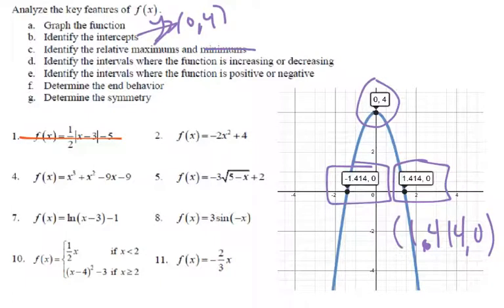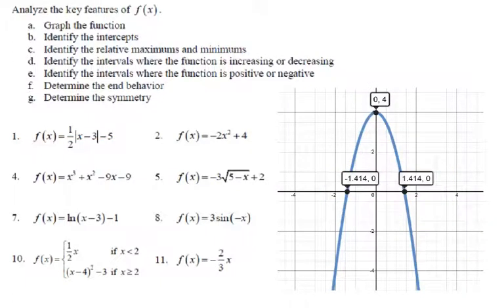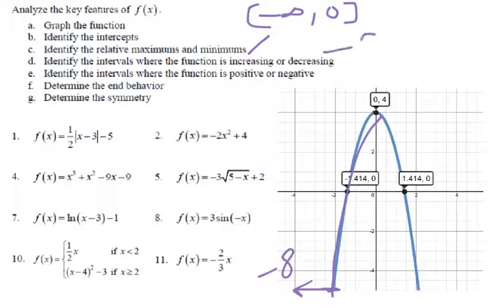Where are we increasing and decreasing? Well, we are increasing. As we go over here to the left, we're going to keep going up until we get to that maximum. So from -infinity till we get to 0. It's decreasing from 0 to +infinity. The right side, it's going down as we go across this way, starting at that 0.